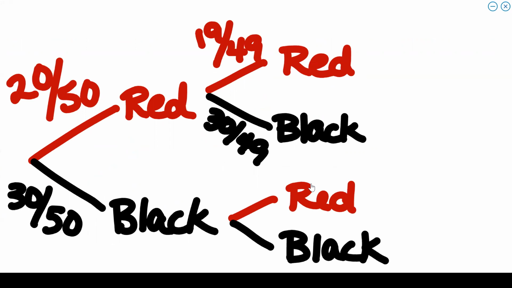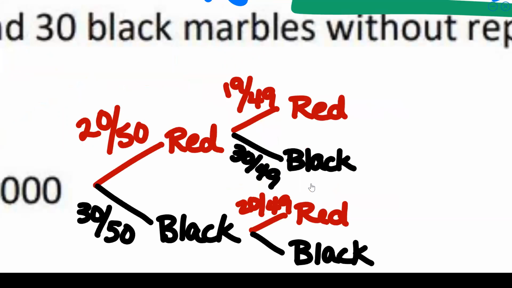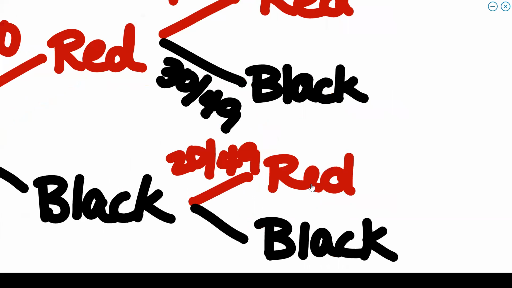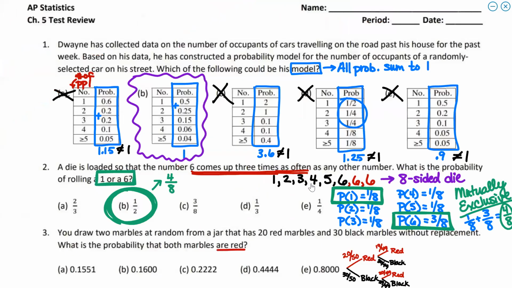If I picked a black marble the first time, when I reach in the second time, what's the chance I get red the second time? 20 out of 49. What's the chance that the second time I reach in, I get black again? 29 out of 49. Sorry, my handwriting is super messy there. All right, so I've got my tree diagram way down here in the corner.